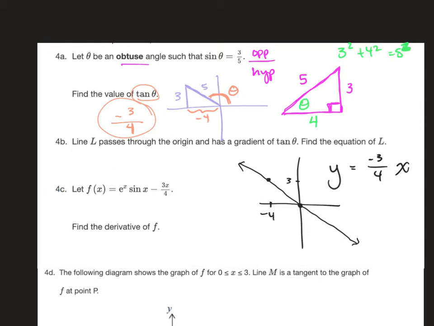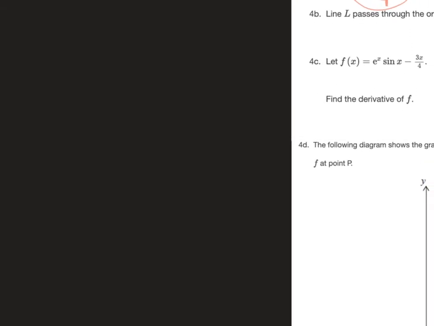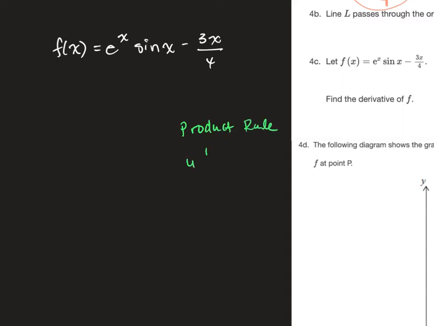Okie doke. 4C. Let f of x equal e to the x sine of x minus 3x/4. Find the derivative. I'm going to move off to the side here so I can still see that. Here's our function that we need to find the derivative of. Over here, that's not going to be bad. The derivative of this part is just going to be -3/4. This, however, we need, you guessed it, the product rule for. The product rule says u times the derivative of v plus v times the derivative of u.